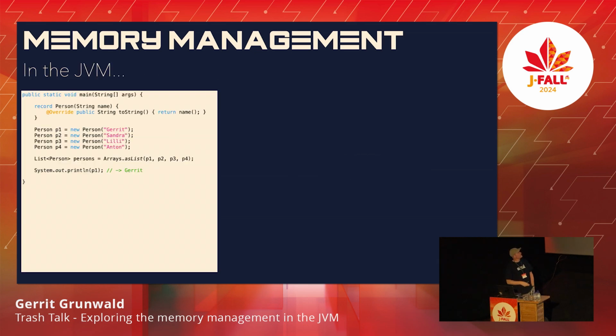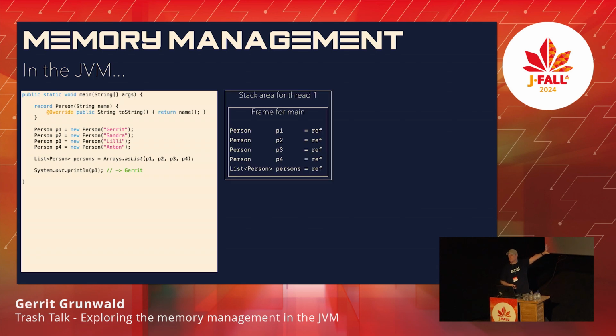Okay, so I created a little piece of code to give you an idea how it works. You see we have a record Person. I have 3 or 4 instances here, and then I have a list of persons that keep these instances. So I print out the first one, my name, all good.